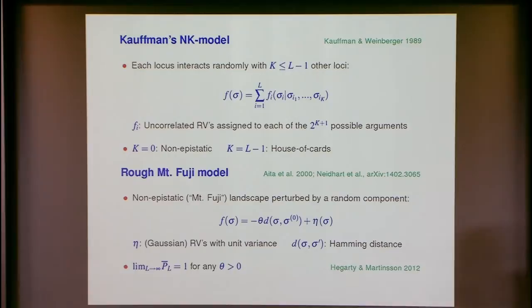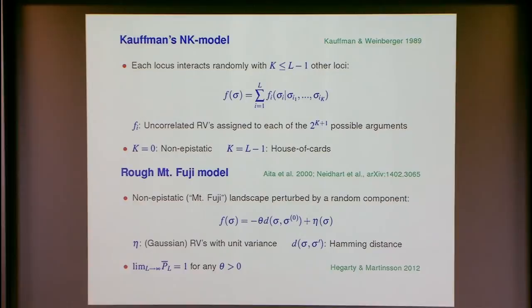So I guess many of you are familiar with this model. There, you basically assume that each locus interacts randomly with k other loci, so you have a locus and its neighborhood. Within that set of k plus 1 loci, you again assign fitness at random. So this interpolates between the non-epistatic and the house of cards model.